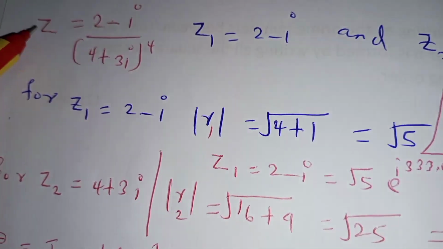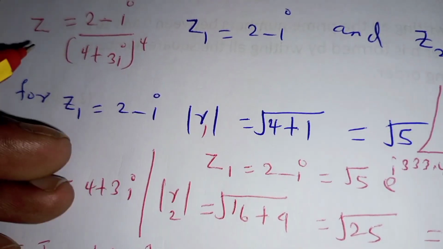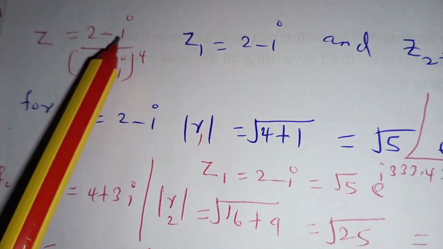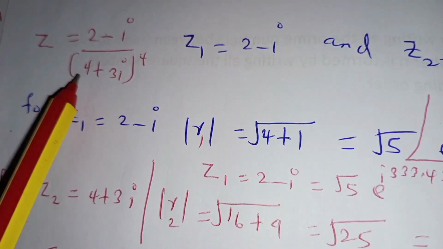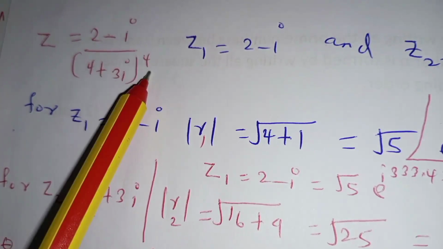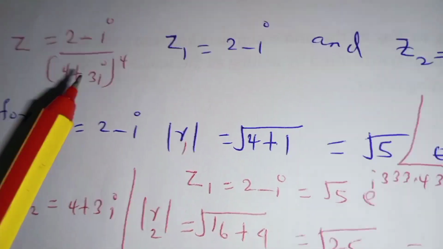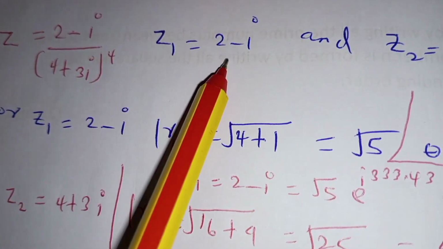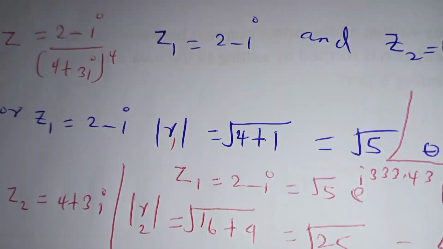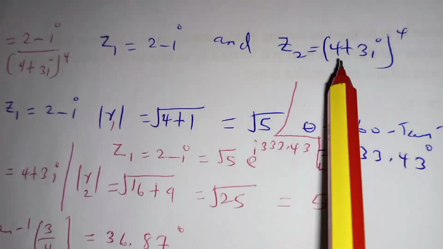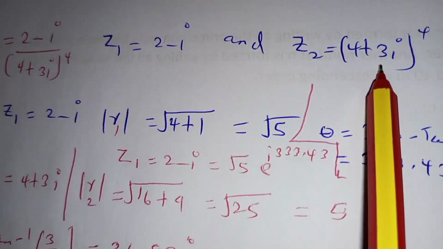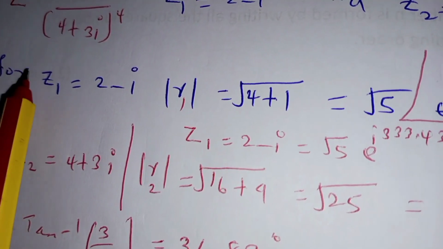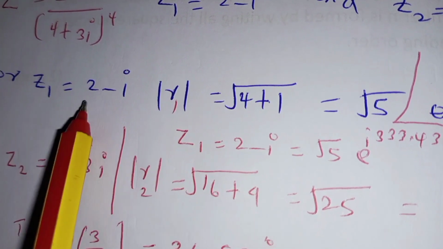Here, you are required to write this complex number. You are given z, where z is equal to (2 minus i) divided by (4 plus 3i) to the power 4. You write it in polar form. To do that, we are going to express it in terms of z1, the numerator, as 2 minus i, and the denominator, z2, as (4 plus 3i) to the power 4.